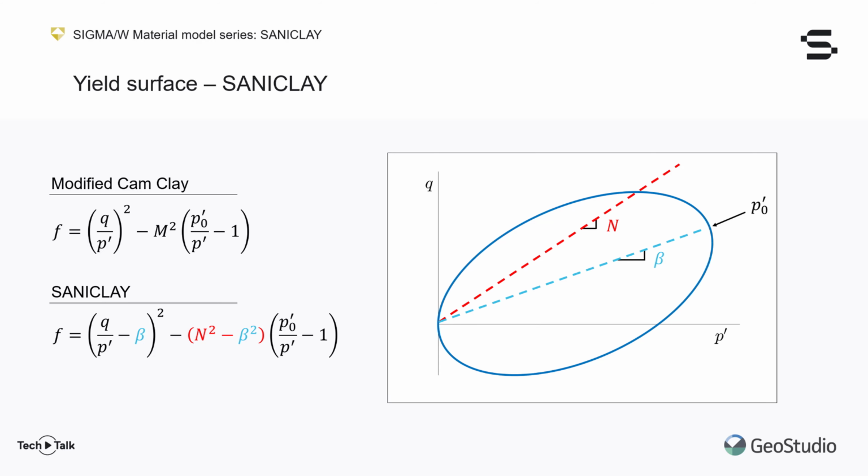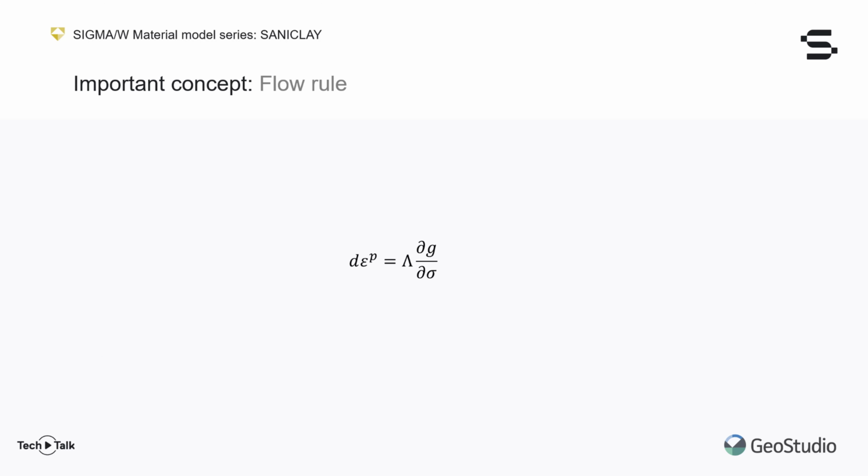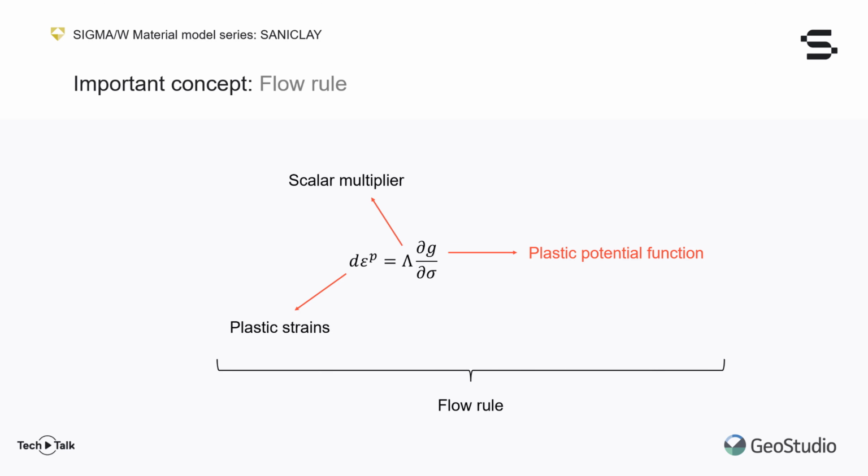This new yield surface definition is one of the most important features of SANICLAY that makes it distinct from modified Cam-Clay. Another such feature is the definition of the plastic potential function in the flow rule. The plastic potential function is used within a constitutive model to define how plastic strains will develop once the stress state lies on the yield surface. The scalar multiplier is an internal parameter that is uniquely defined for each plasticity model. We call this equation the flow rule.